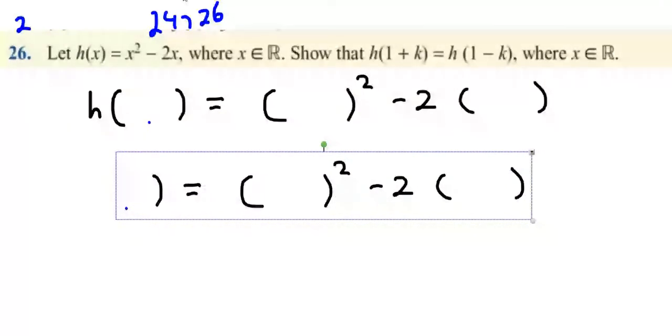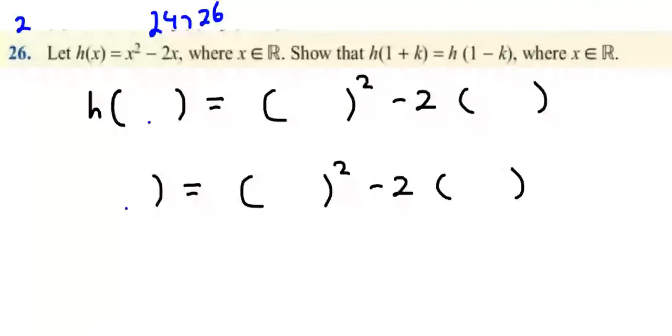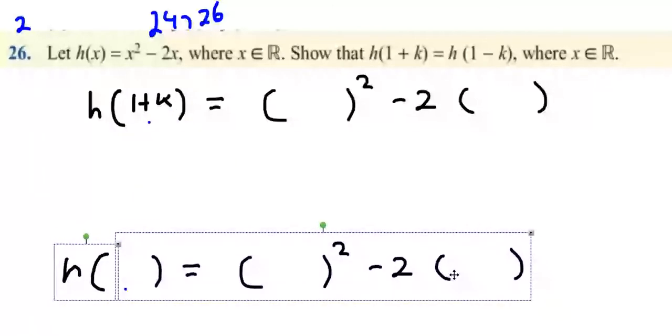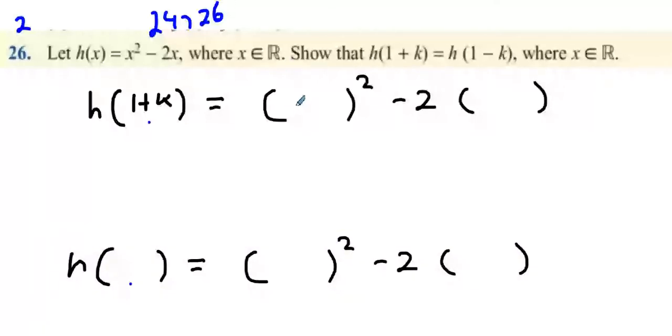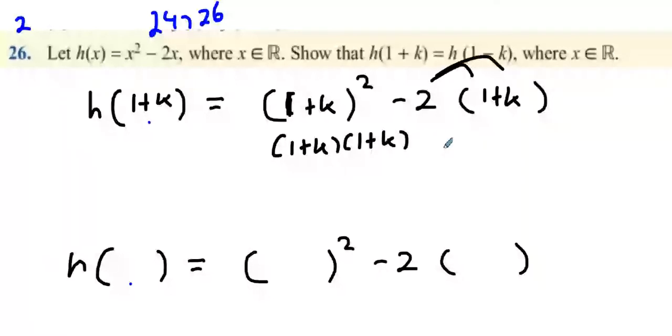I forgot the other part. Now, first question I'm going to ask you guys is, what's h of 1 plus k? What do you reckon you do? 1 plus k squared, and that's 1 plus k multiplied by, and then what about here? Minus 2 times, and then after that, 1 plus 2k plus k squared.